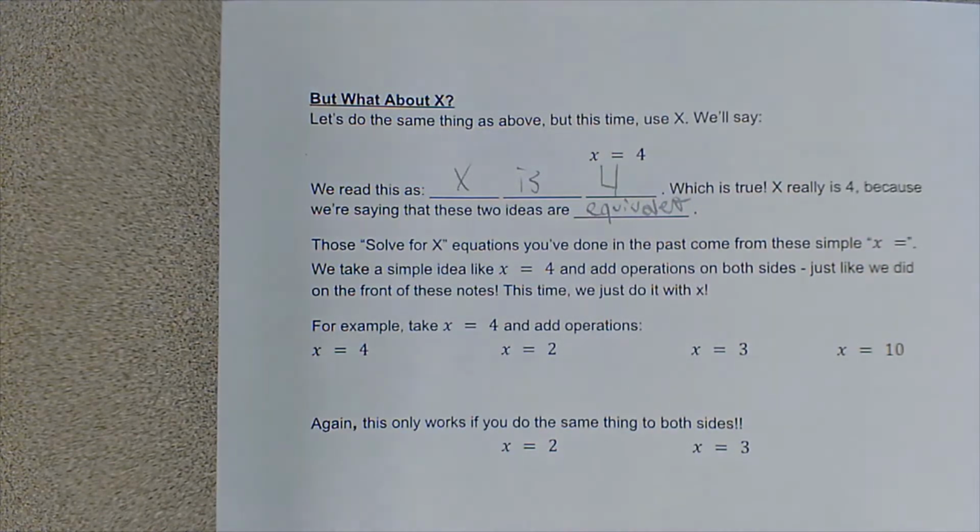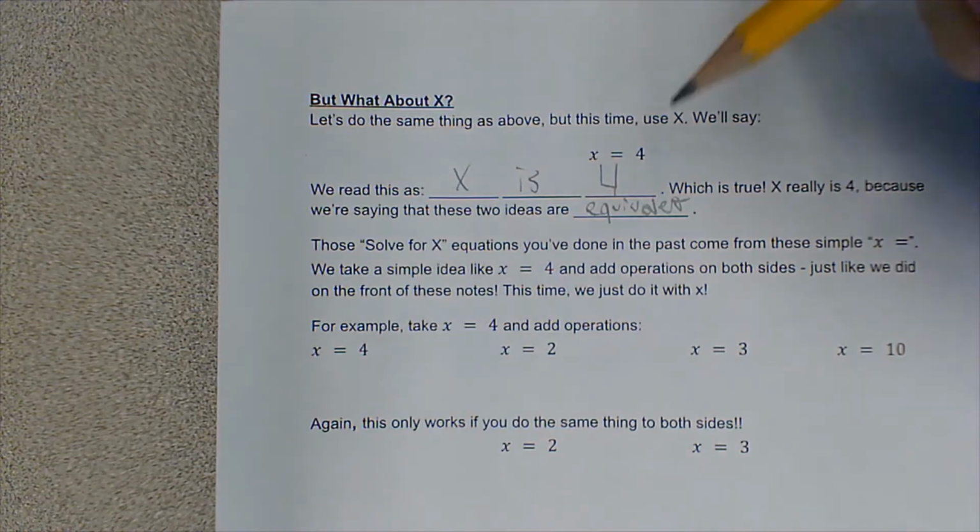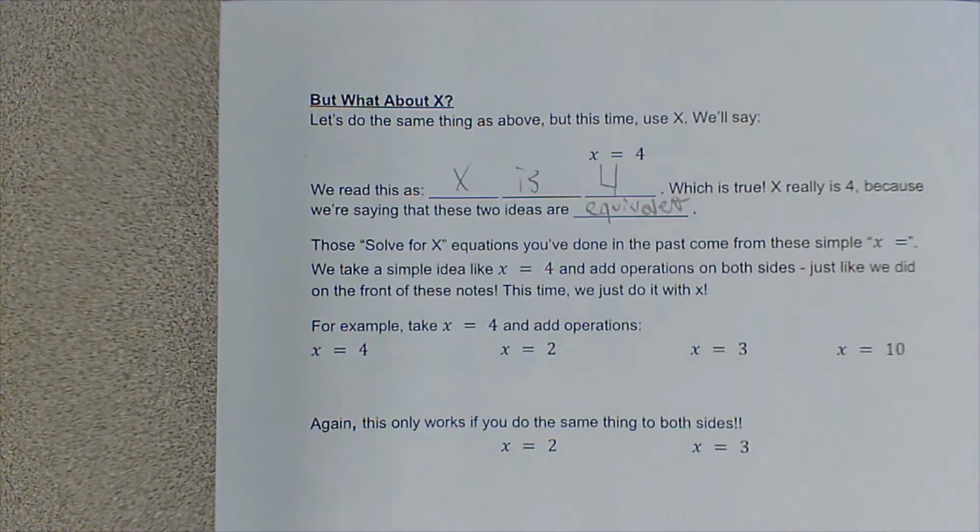We would use this sort of logic when we do replacement, right? We're saying that X is 4, so wherever you see an X, you put a 4. This is where our solve for X equations come from. Those solve for X equations you've done in the past come from these simple X equals. We take a simple idea like X equals 4 and add operations on both sides, just like we did on the front of these notes. This time, we just do it with X.